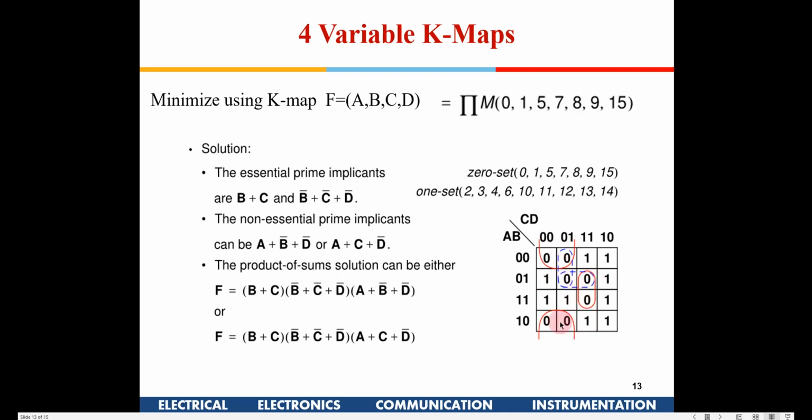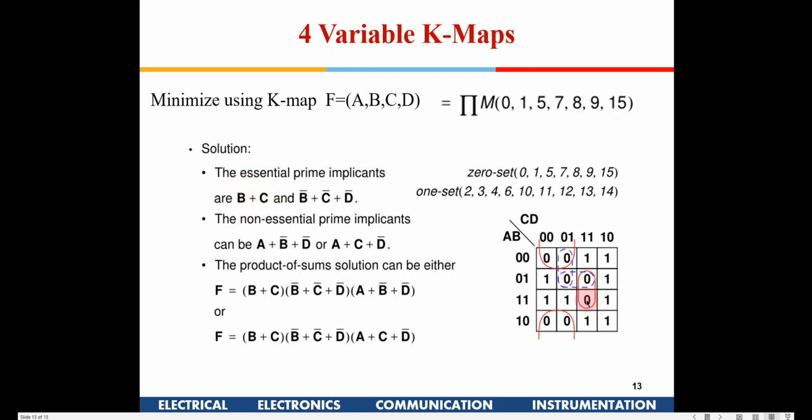So these red groupings are known as essential prime implicants, and the expression corresponding to that will be, now these two will be like it is 0 0. If you see, B is 0 and C is 0 here, right? So it is actually B dash into C dash, or B plus C. In terms of OR gate, it becomes B plus C.